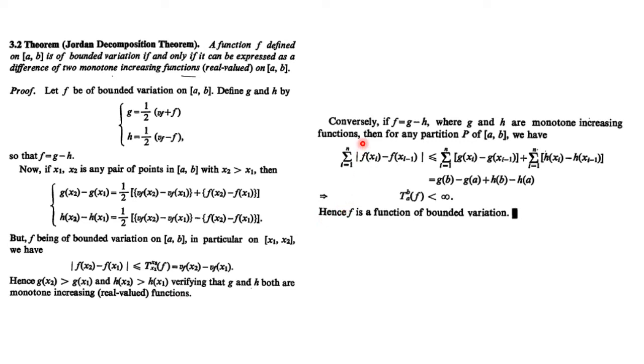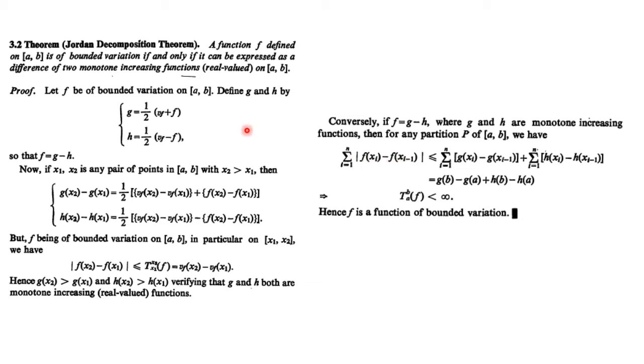Now see the converse part. Conversely, if f is g minus h, where g and h both are monotone increasing functions, then for any partition P of AB, we always have the variations is less than or equal to the variations over g plus the variations over h. Now why? Now just see, we can substitute the value of f(xi) and f(xi minus 1).